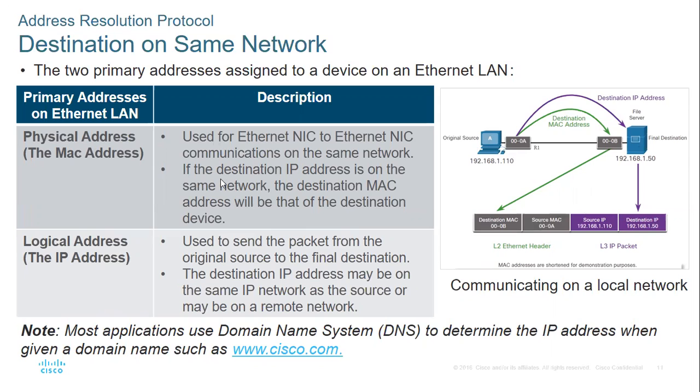As I said, the MAC address is also called the physical address, used for Ethernet NIC to Ethernet NIC communication on the same network. This is the network interface card, from one network interface card to the other. Where you plug in the network cable, what you have there is a network interface card.